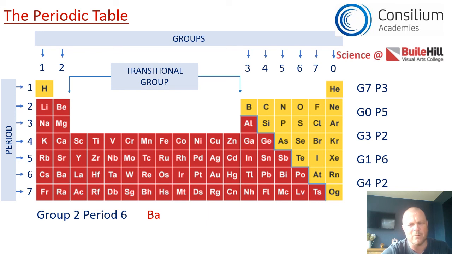Okay, hope you managed to do that well. Group 7, period 3 is chlorine. Group 0, period 5 is xenon. Group 3, period 2 is boron. Group 1, period 6 is cesium. And group 4, period 2 is carbon. Well done if you managed to do that. You're finding your way around the periodic table.